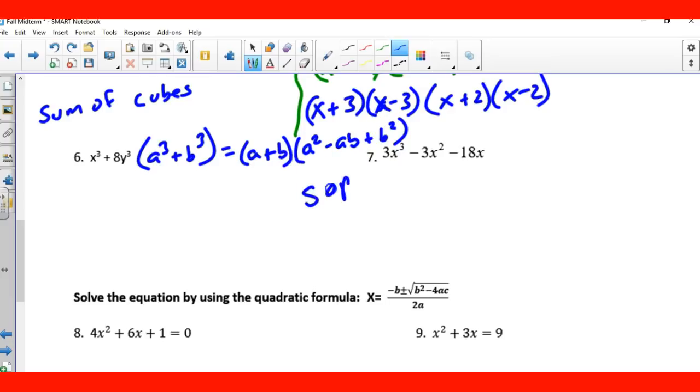Y'all remember that? All right, SOPS meaning you have a plus b, a cubed plus b cubed, or you have a plus b times a squared, the first term squared. Opposite sign, this O stands for opposite sign. See how this is a plus, so we have negative. Product, this is the product, a times b, plus, that's the next P, plus, and then b squared is square the last term. So right here, the cube root of x cubed is x. The cube root of 8y cubed is 2y.